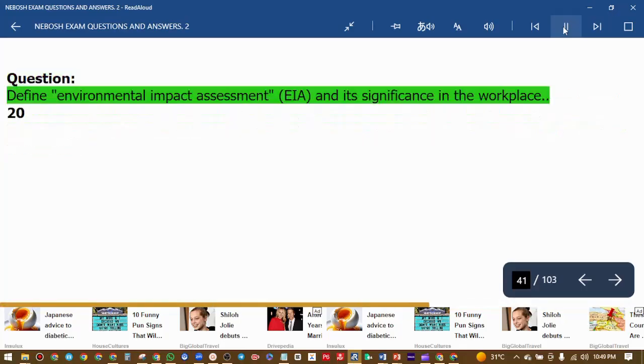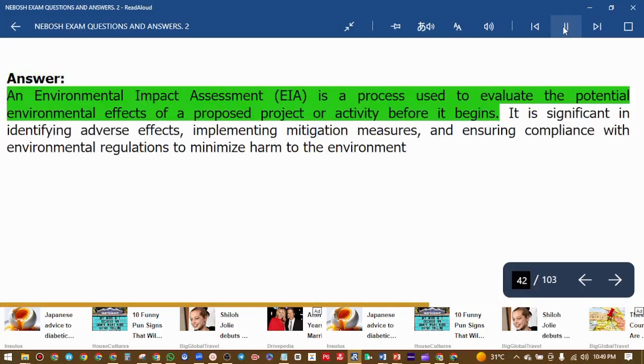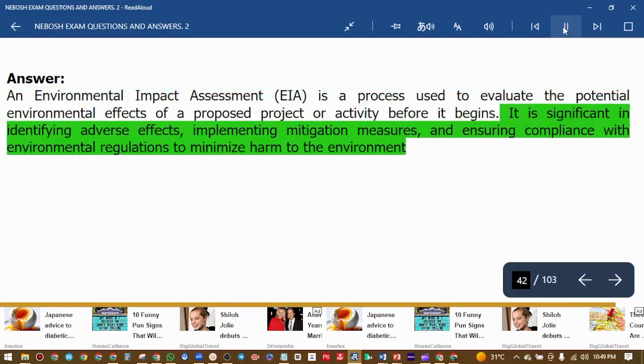Question 20. Define environmental impact assessment, EIA, and its significance in the workplace. Answer. An environmental impact assessment, EIA, is a process used to evaluate the potential environmental effects of a proposed project or activity before it begins. It is significant in identifying adverse effects, implementing mitigation measures, and ensuring compliance with environmental regulations to minimize harm to the environment.